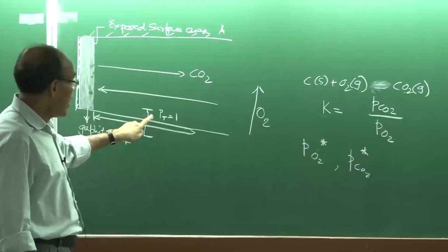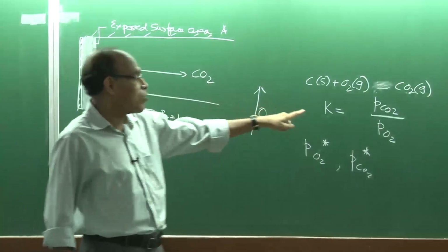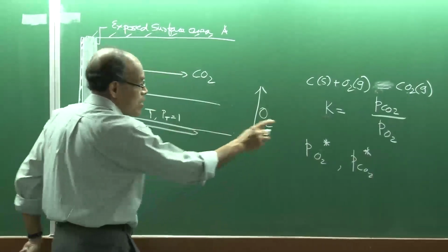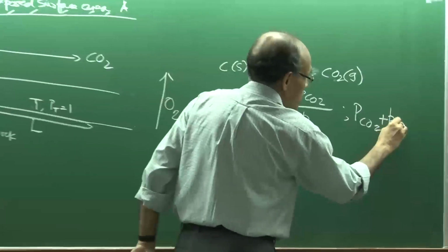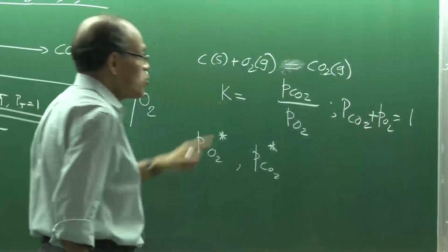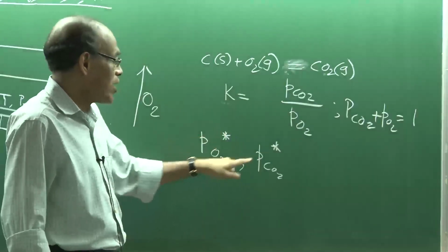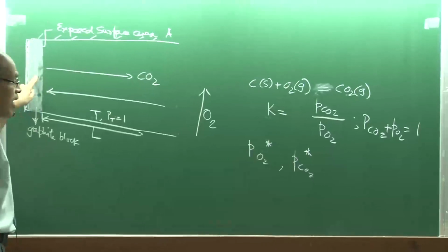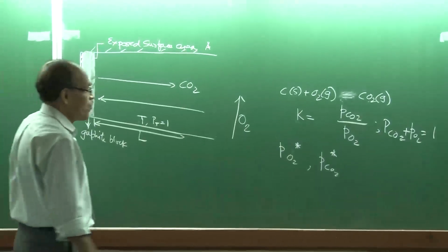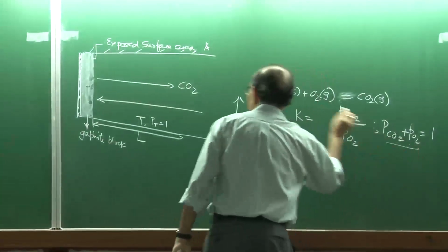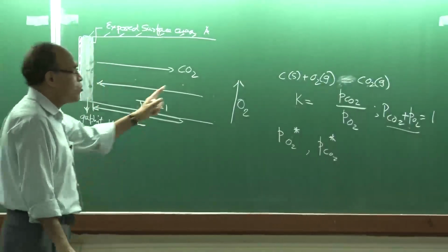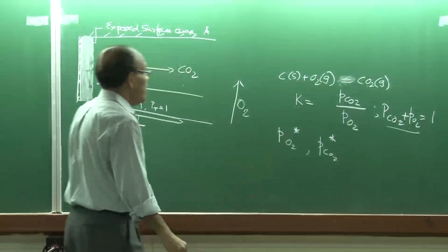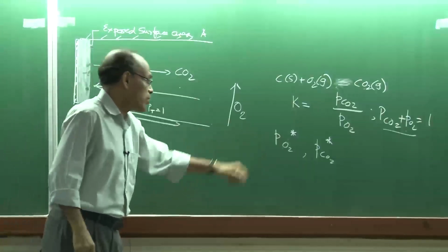I repeat again, the total pressure is equal to 1 atmosphere, that is equal to PCO2 plus PO2, and that's equal to 1 atmosphere. So we can get the value of PO2 star and PCO2 star, which is prevalent at this interface. And this value is satisfied everywhere. So here also it is 1, here also it is 1, here also it is 1. So therefore, I should be able to find out exactly what is the interfacial concentration of O2.